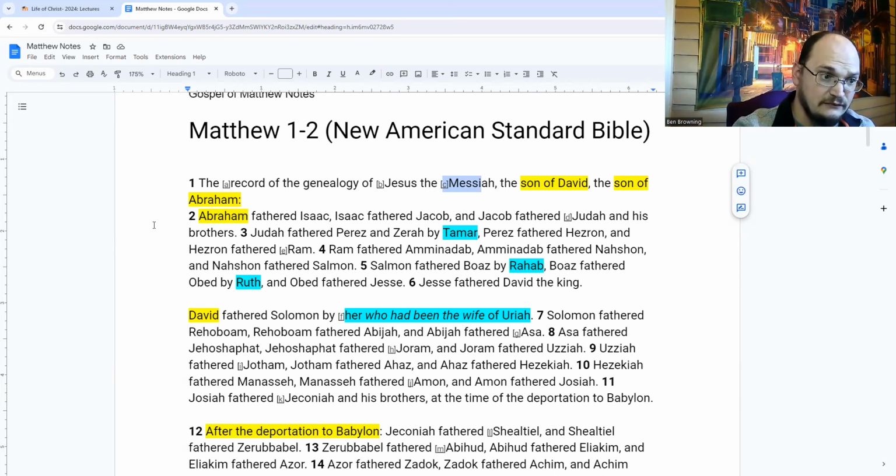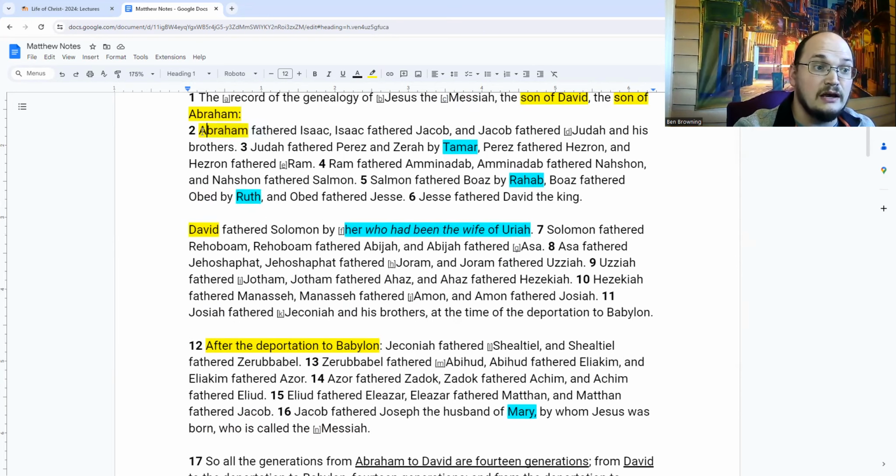So first off, let's just get the broad strokes of how this goes. We see Abraham is the first one, and then you'll see all the descendants of Abraham all the way down to David. And then you'll see David, and then all the descendants of David down to the exile, the deportation to Babylon.